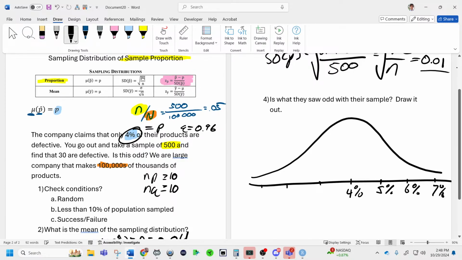So what did we see in our sample? What was the p hat for our sample? It turned out to be almost exactly 1%. X equals 30, N equals 500. P hat equals what? And there's the answer right there. What does p hat equal?